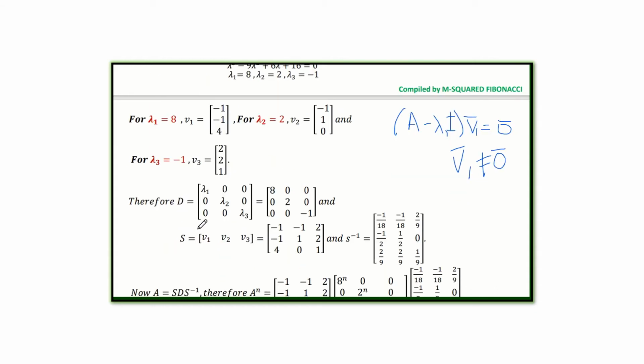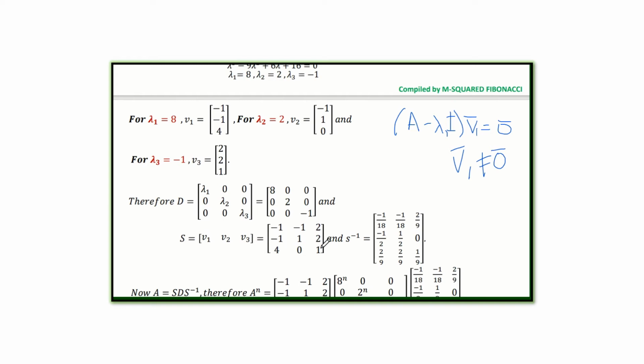Now matrix D contains our eigenvalues in its diagonal. So our matrix D becomes this matrix here, because we just substitute 8, 2, and minus 1 in the diagonal. And matrix S contains the eigenvectors, which are v1, v2, v3, and then you substitute them in here, and you're going to get this as your matrix S.